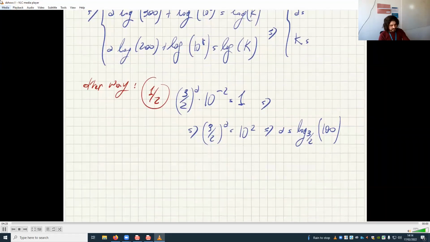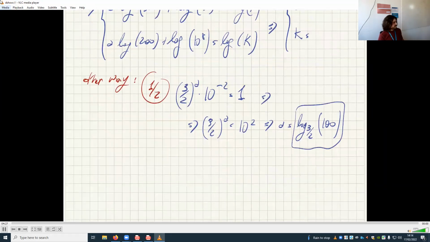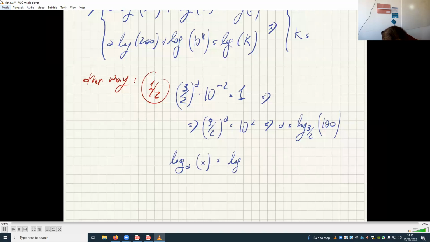Now, if you don't know how to find this thing, which is a bit complicated, the log in base 1.5, well, in that case, you can remember that log in base a of x equals log in base b of x divided by log in base b of a. And so let's make this the actual log. So you can use the natural log in this case.